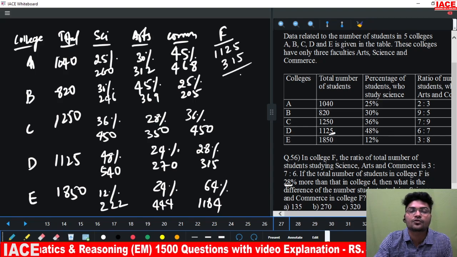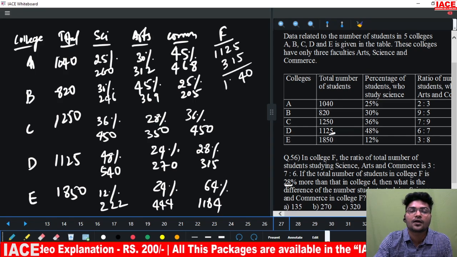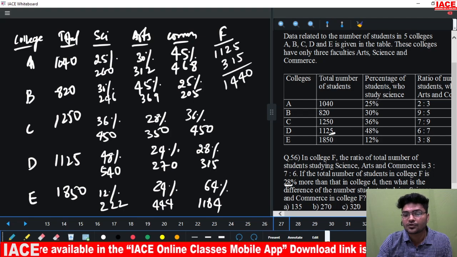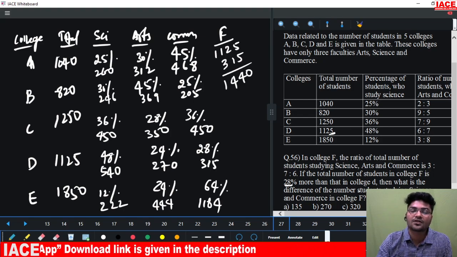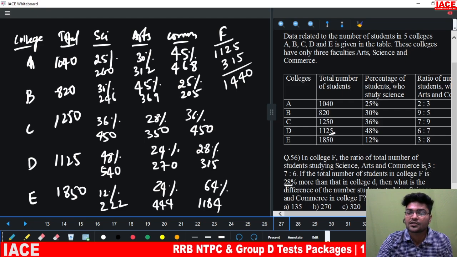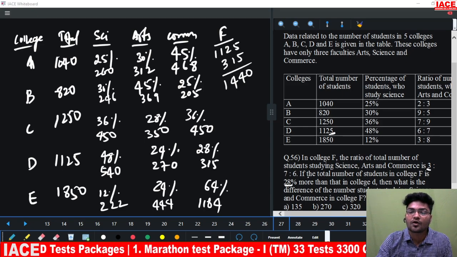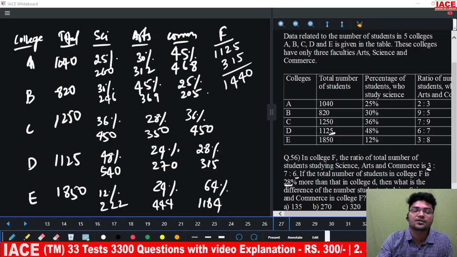315. So this total is 1440. Now the question is asking us to find out the difference of the number of students studying science and commerce in college F. Science is how many parts? 3 parts. Commerce is how many parts? 6 parts. Difference is how much?